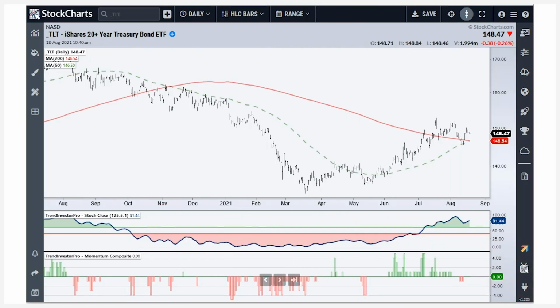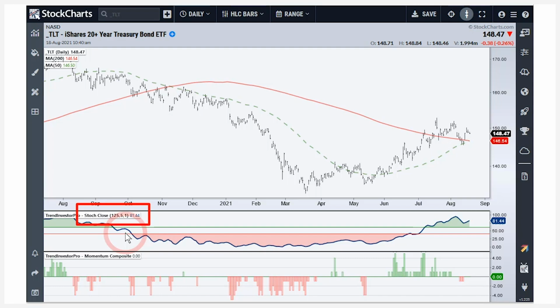So Stoke Close is basically the stochastic oscillator based on closing prices. And I'm using 125 days, which covers around 6 months, because I think that's kind of the sweet spot for trends as far as I'm concerned. I'm looking for a trend that emerges within a 3 to 6 month window, and that 125-day Stoke Close covers it.